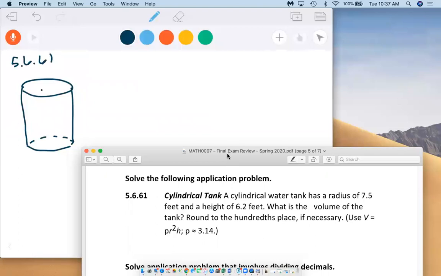All right, so it says that the radius is 7.5 feet. So that means from the center here to the outside is 7.5 feet. That would be that distance right there. And then it says that the height is 6.2 feet. It looks like I did not draw this proportionally. That's okay. So what is the volume of the tank? Round to the hundredths place if necessary.